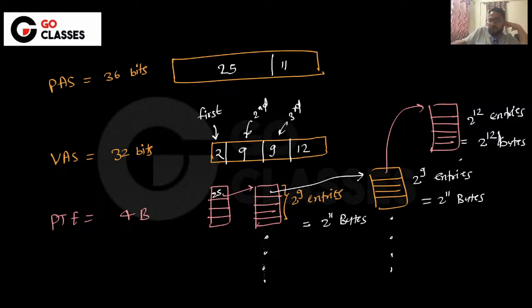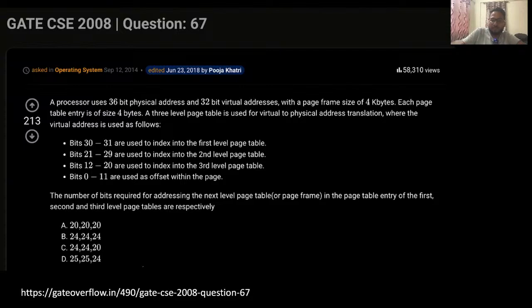It is pointing to something that is again having 2 power 11 bytes. Size is 2 power 11 bytes. So again 25 bits here. It is pointing to something which is having 2 power 12 bytes, which means you have to divide like this, 12 and then this will be 24, right? So it will be needing 25 bits, 25 bits, and then 24 bits. So that is why D is the correct answer.